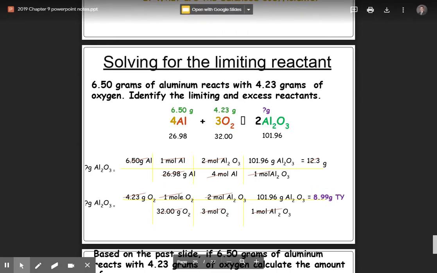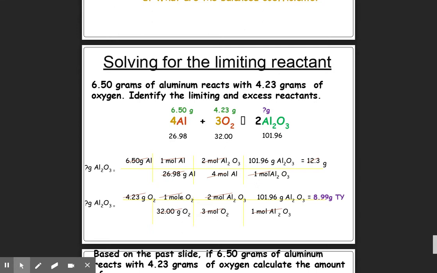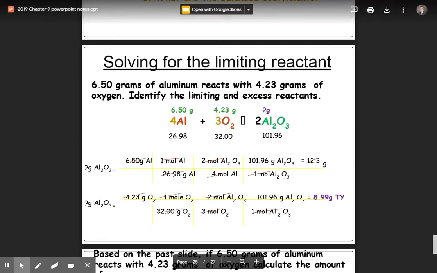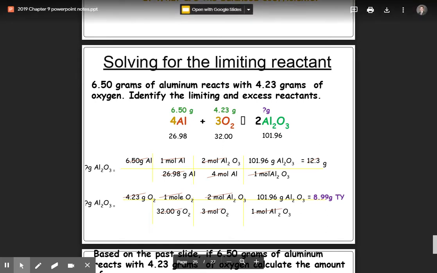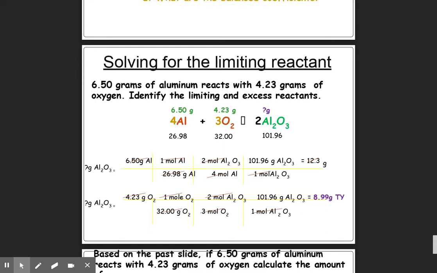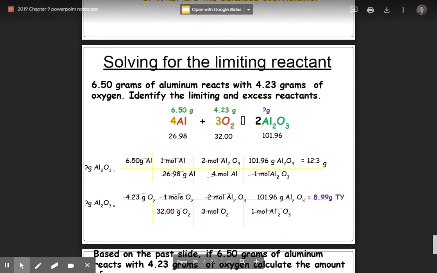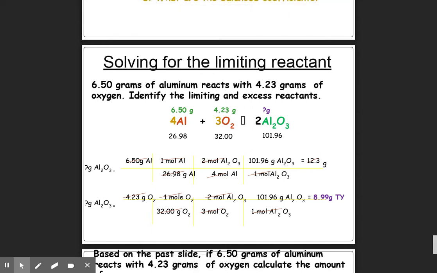So that means that oxygen is my limiting reactant. Because oxygen produced the smallest yield, that means I'm going to run out of oxygen first. So oxygen limits my process, therefore it's my limiting reactant. So that means aluminum does not run out. If there were more oxygen, aluminum would be able to produce more product. Therefore, aluminum is my excess reactant.